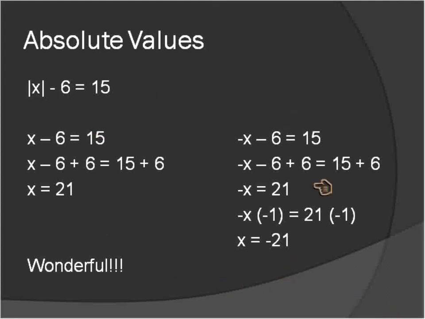And this is what we'll do for absolute values. Whenever you see an absolute value, you're going to have two solutions. And the reason for that is if I plug 21 into there, 21 minus 6 equals 15. That's true. But if I plug negative 21 in there, the absolute value of negative 21 is positive 21. And 21 minus 6 is 15. So both of these answers are correct. So it's 21 and negative 21. Those would be the solutions to this question when you get absolute values involved.